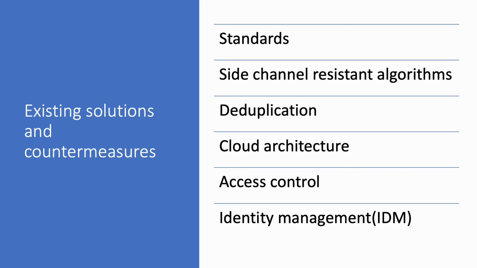When it comes to side channel resistant algorithms, it's a new one, and some of the algorithms are resistant to side channel attacks. For example, the Montgomery ladder algorithm and a branchless algorithm. When we modify these algorithms and adapt them into cloud computing, then the environment can resist the side channel attack.